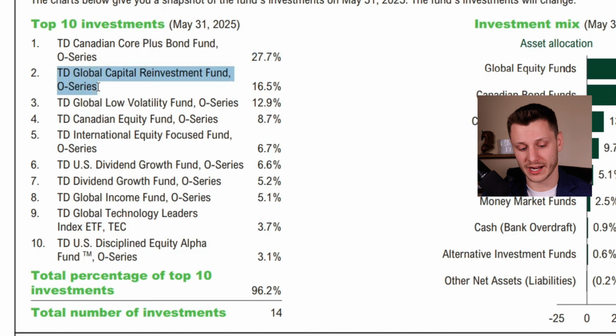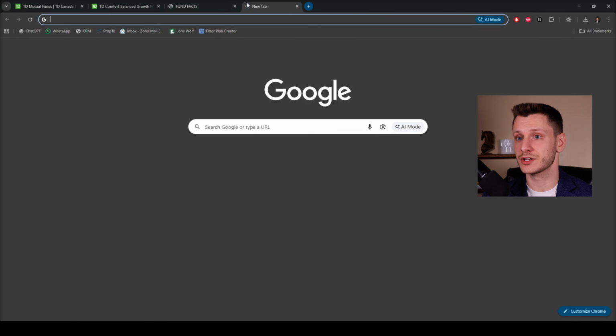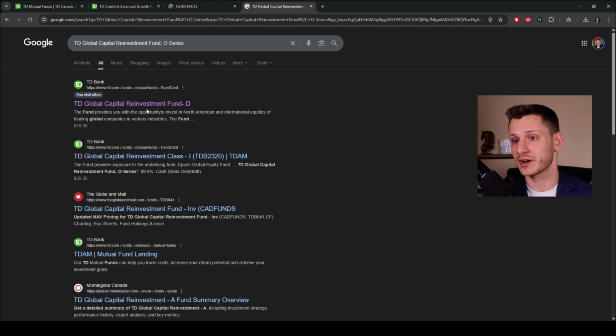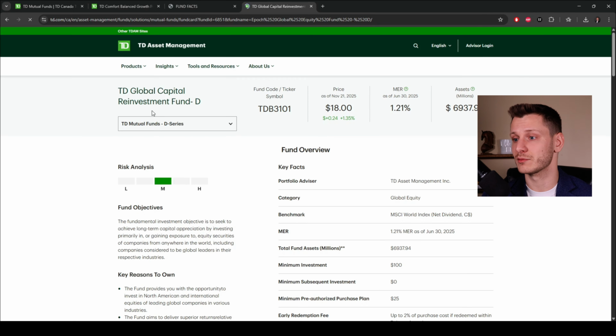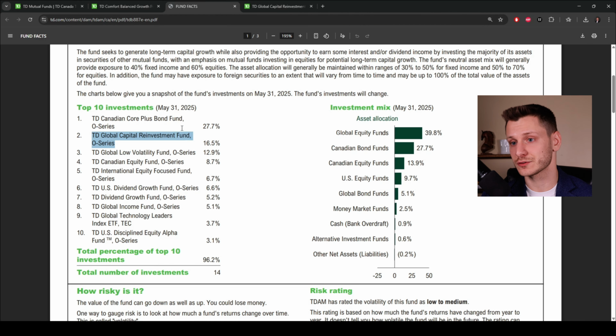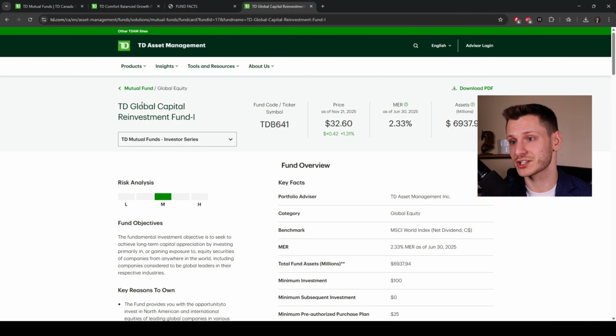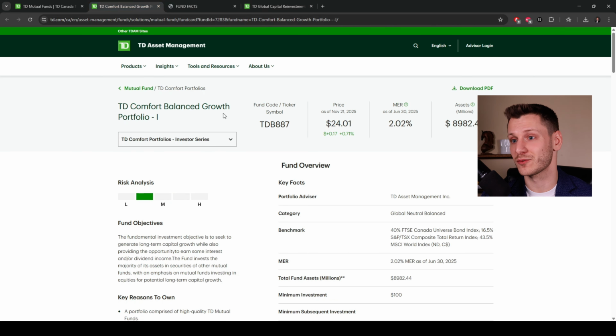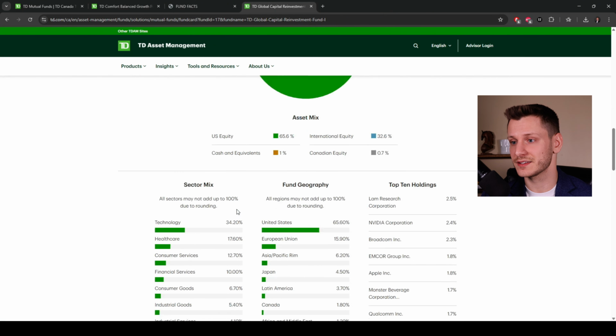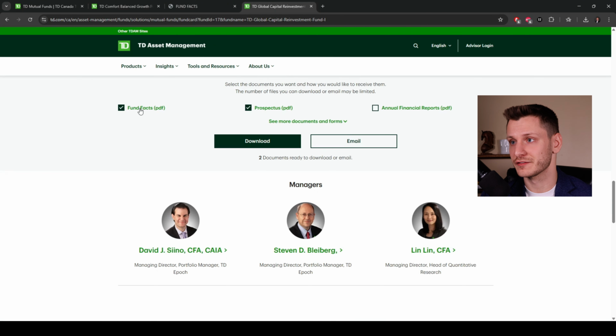Now, if I want to actually see where my money is going, I will just take this fund right here, which is 16.5% of my money going towards this fund right here. So what I can do is just go here, do a Google search, and try to find the exact fund that I'm looking for. Now I can see here, first of all, you're looking for the O series. I'm just going to go with the investor series because the mutual fund we're looking at is also the investor series. So let's go here and let's find the fund facts.